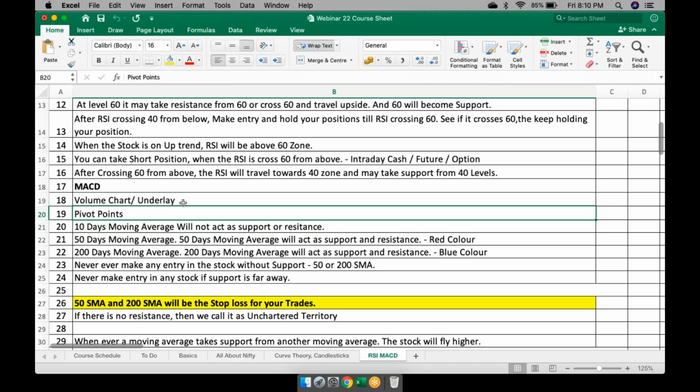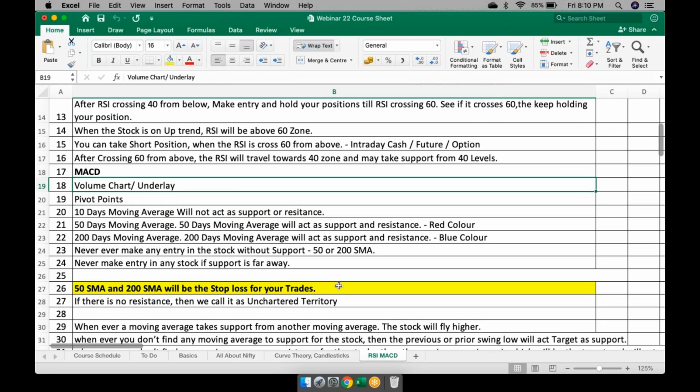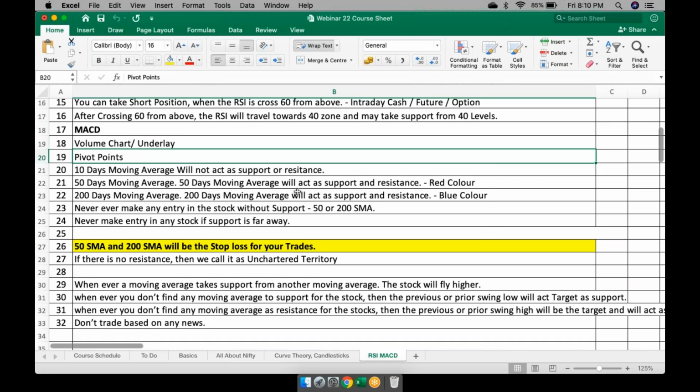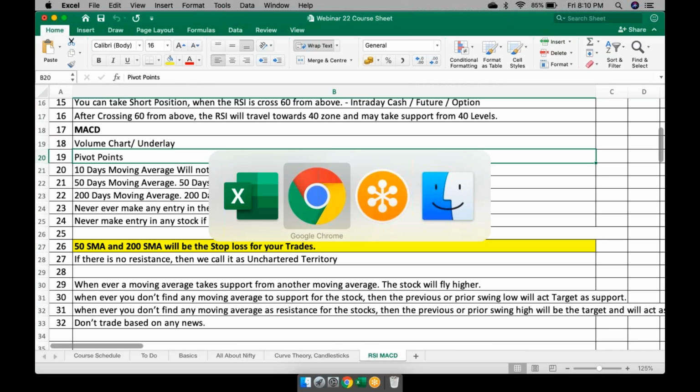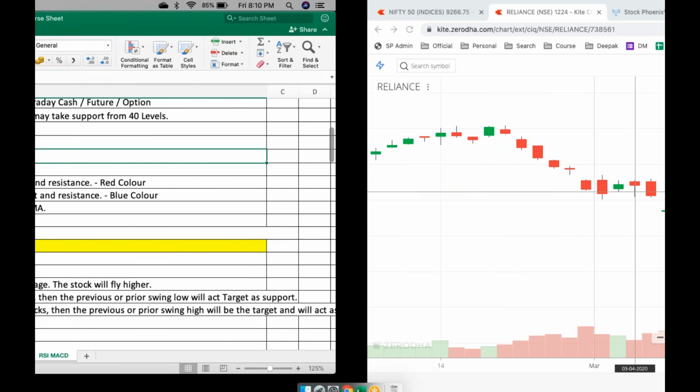So now pivot points. Okay, pivot points. Pivot points is a very important indicator. Okay, pivot point is a very important indicator.